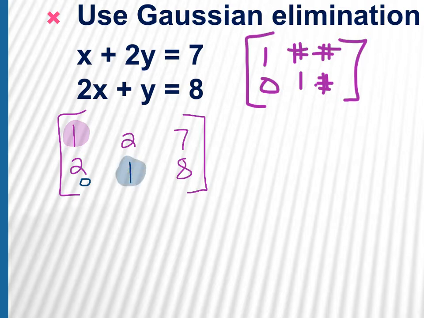So this one already has the 1 in the top corner, which means my first row is good the way it is. If it wasn't, let's say those two are switched, I could simply switch them so that the 1's in the top left corner. Which means the next step is to get this 0 here.